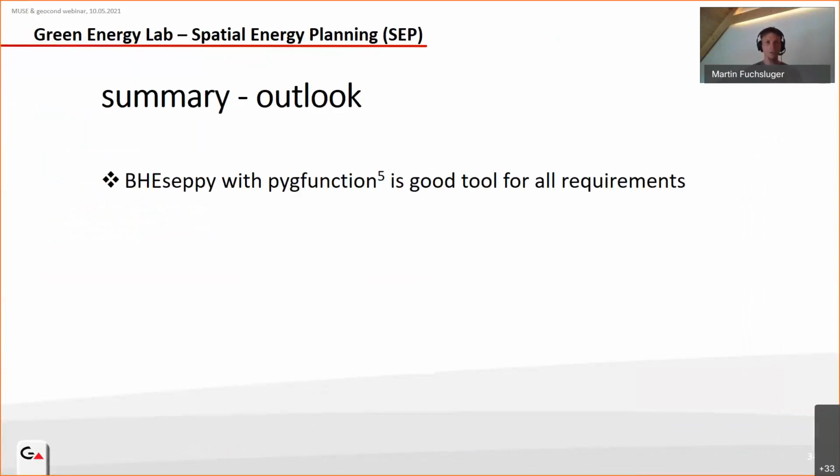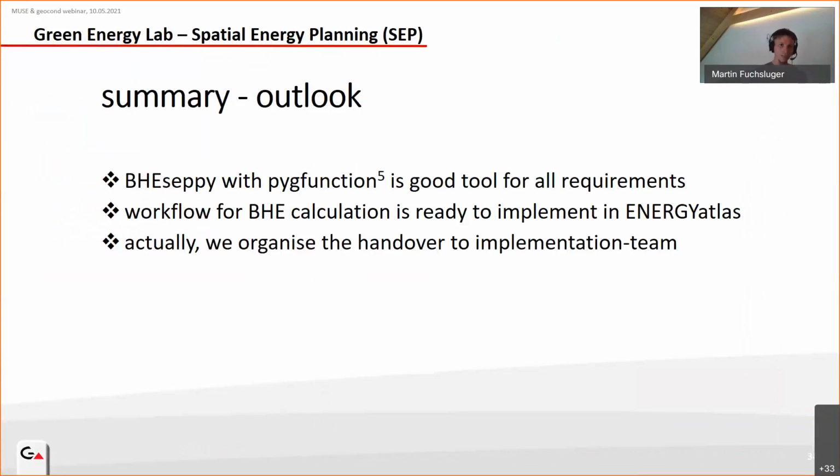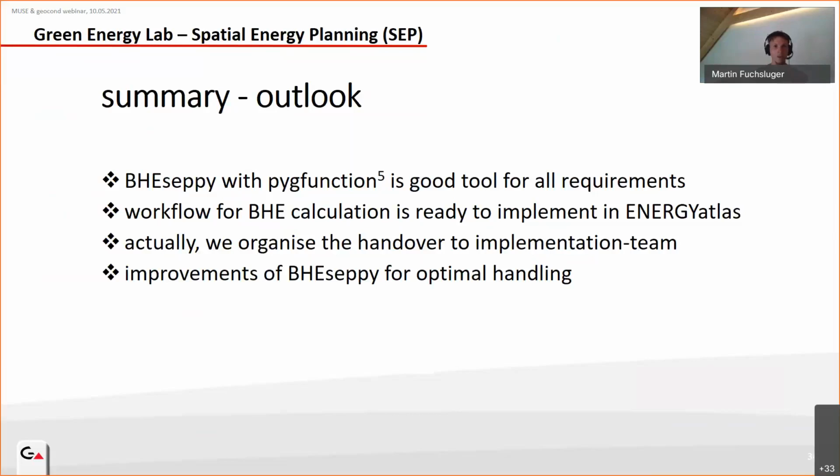Yes, that's the end of my presentation. Just a short summary and outlook. We think that this tool with the Apache functions is a good tool for all requirements of our project. The workflow is ready now to implement in the Energy Atlas. And actually we organized a handover to the implementation team, because it's not done at the Geological Survey, it's more technical. And maybe we have some small improvements after feedback for optimal handling, and then the Energy Atlas should be ready, I think, to use in autumn.